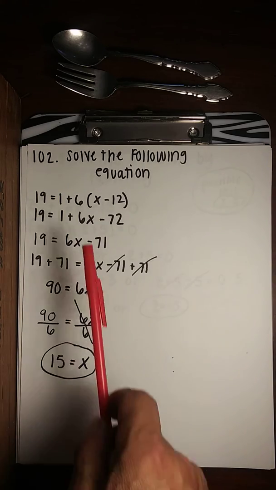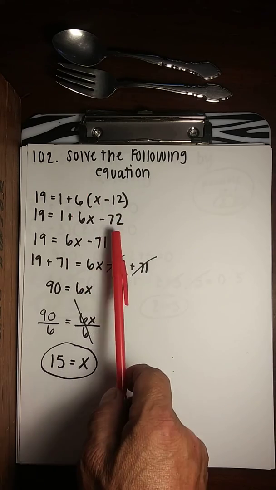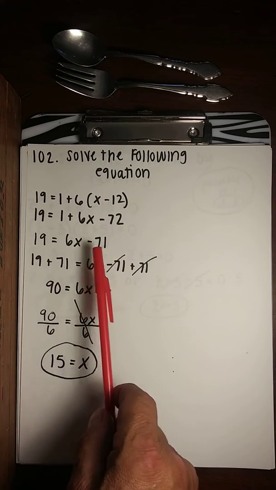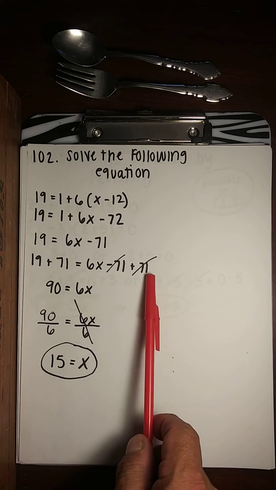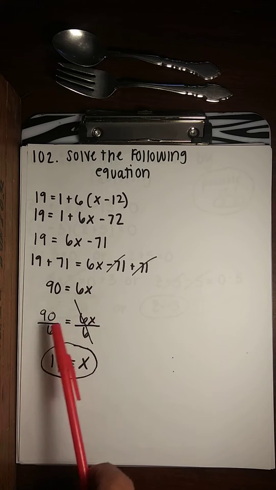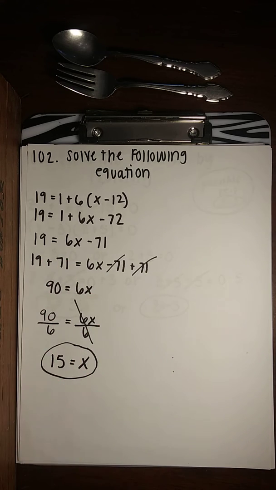Solve the following equations. So multiply parentheses first. 6 times that is 6x. 6 times that is negative 72. That one and that one is negative 71. So now we have, add 71, 90 equals 6x. Divide by 6, divide by 6. So x is 15.